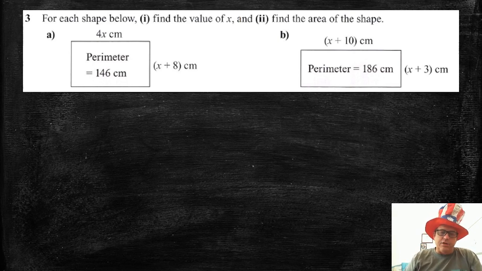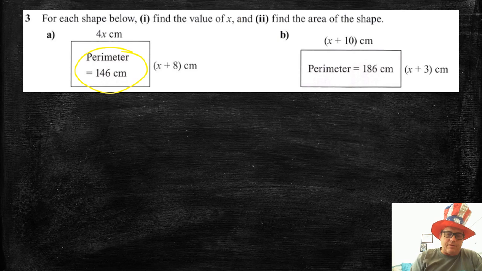Okay. For each shape below, find the value of x and find the area of the shape. Okay. So how are we going to do these? We want to find the value of x. In order to find the value of x, we need to set up some sort of equation. Okay, well, let's look at what we know. We know the perimeter. Right, we know what the perimeter is, so let's set up an equation.